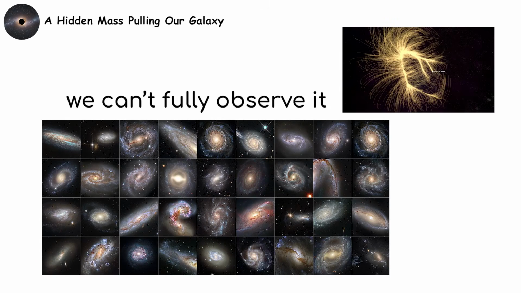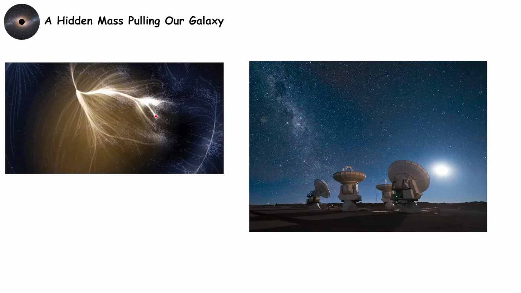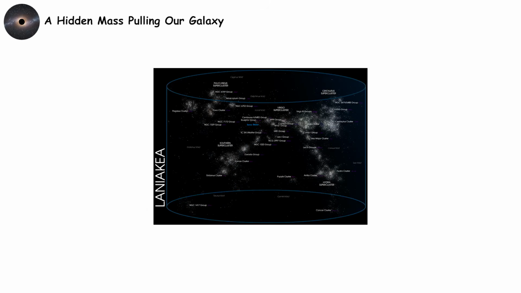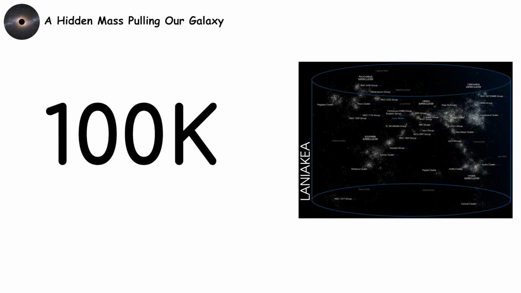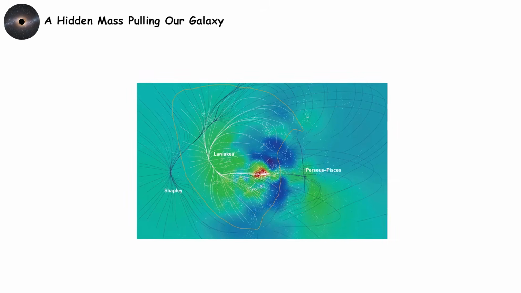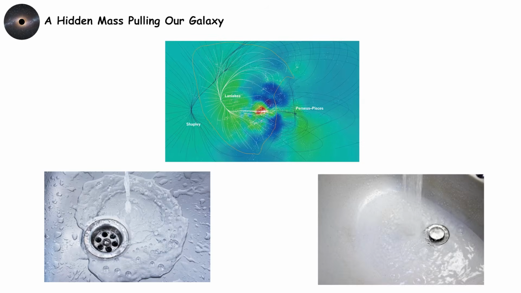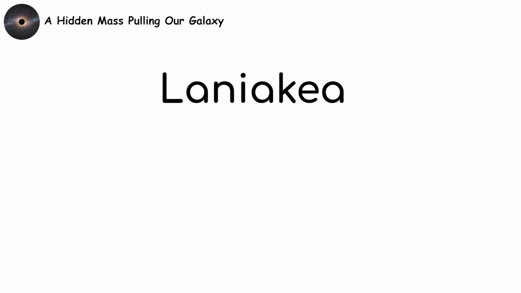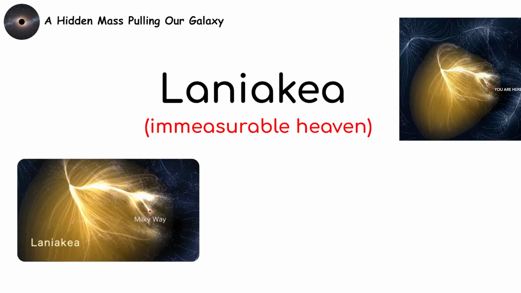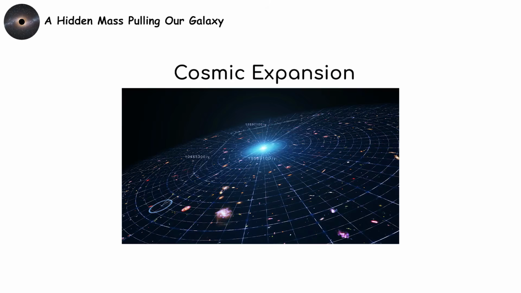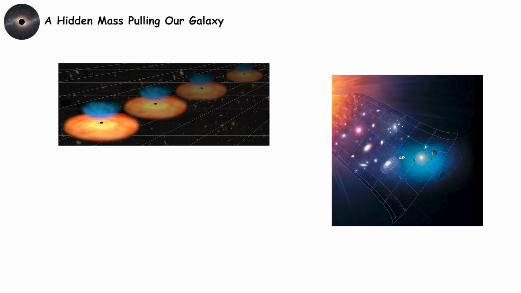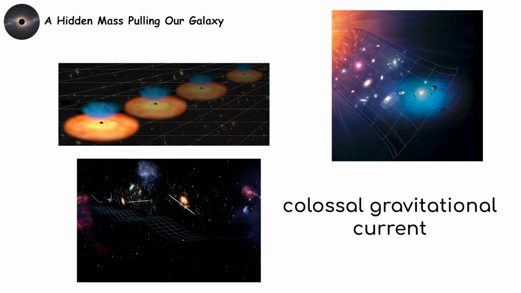More recent surveys using infrared and radio telescopes have revealed that the Great Attractor is actually part of something much larger, the Laniakea supercluster. Laniakea contains about 100,000 major galaxies and spans over 500 million light years. Our Milky Way sits on the outskirts of this enormous structure, flowing toward its center like water draining into a basin. The name Laniakea means immeasurable heaven in Hawaiian, which feels appropriate given the scale. And even though cosmic expansion will eventually pull everything apart, right now, we're locked in this colossal gravitational current.